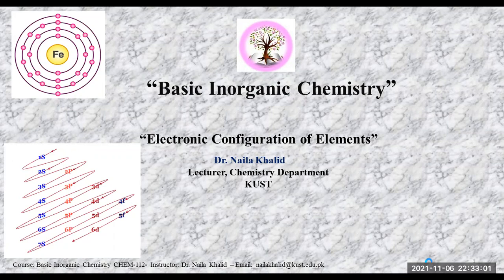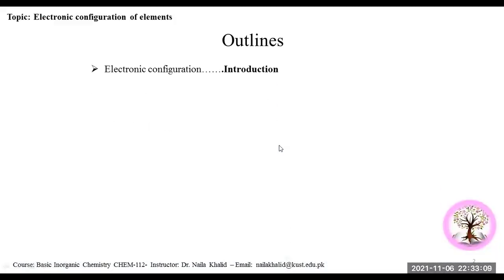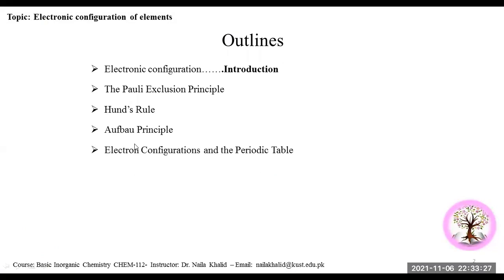Bismillahirrahmanirrahim. Today our topic of discussion is electronic configuration of elements. The outline of the present session will include its introduction, and there are three rules which will be discussed to arrange the electrons around the nucleus. These are Pauli exclusion, Hund's rule, and Aufbau principle.